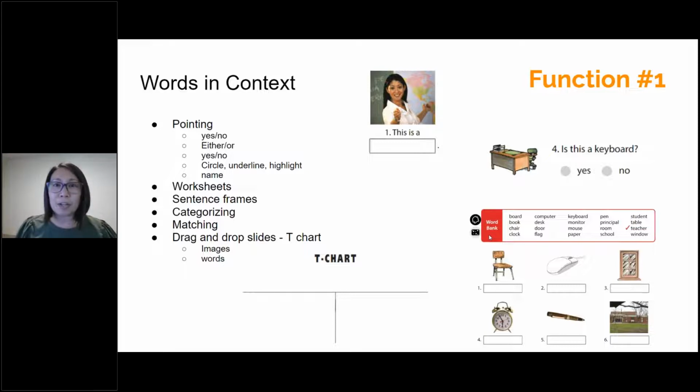Categorizing is another great higher level skill, but really great for newcomers at secondary. Here's a T-chart. Here's the words. Put all the nouns in one list, put all the verbs in another, put all things having to do with people on one side, and objects on the other side, right? So the idea is you are teaching them to categorize, which is an academic skill, but you're doing it with words that they understand. Matching, we always can do matching. And then drag and drop.